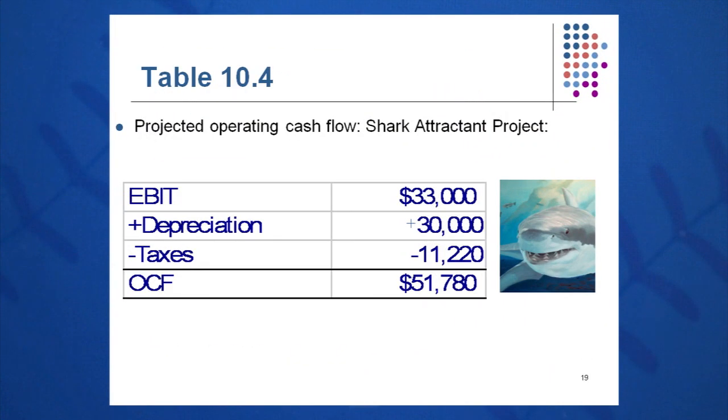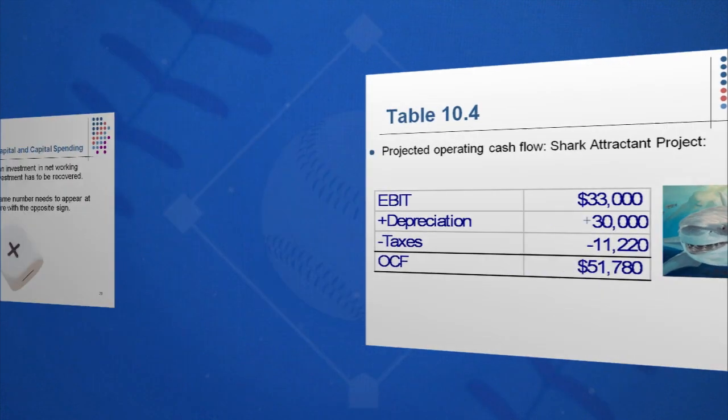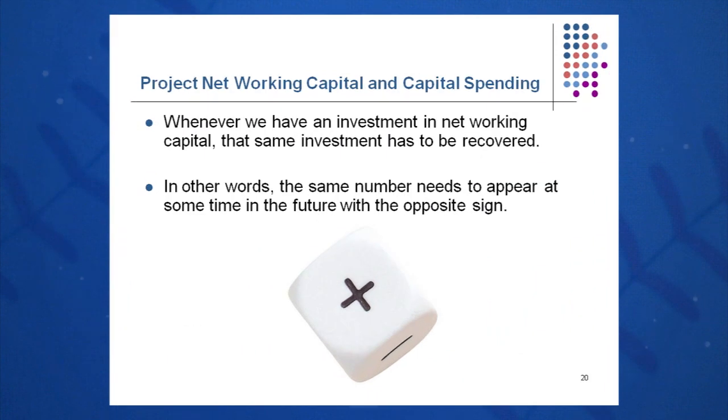So here's our income statement again that we projected. The cash flow will be $51,780 because it's EBIT of $33,000 plus D of $30,000, which I add back in because it's a non-cash expense, minus taxes of $11,220 to get OCF of $51,780. Now I will get this $51,780 in each year for 3 years because it's a 3-year project. Then we're going to close it down.